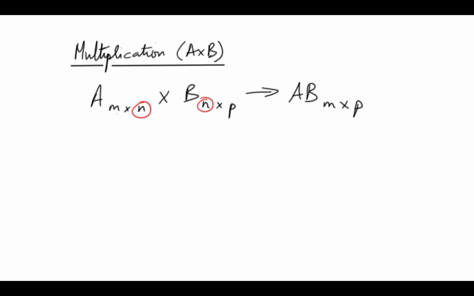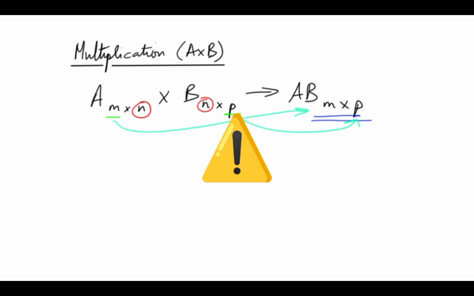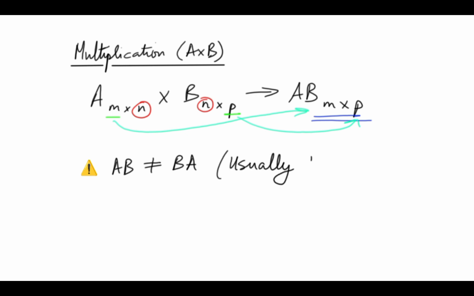So, that n is same, columns of A matrix and rows of B matrix. Then only it can be multiplied, A cross B. And the final matrix will have order m cross p, the number of rows of A multiplied by number of columns of B. So it's not commutative. AB is not equal to BA.